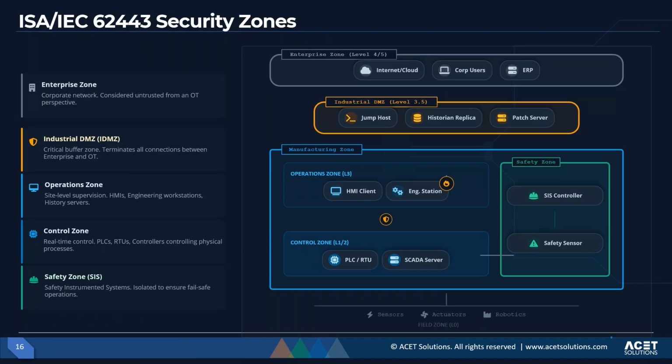So overall, the IEC 62443 zoning approach provides a clear framework for isolating assets, limiting lateral movement, and applying the right control at the right level. This segmentation model forms the backbone of a defensible ICS security architecture.